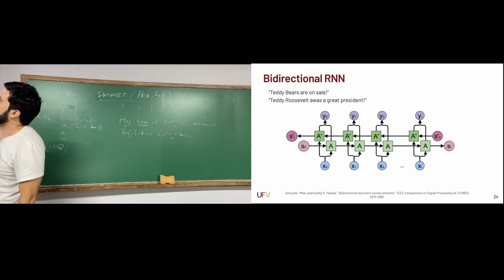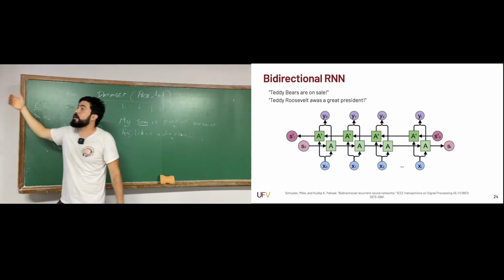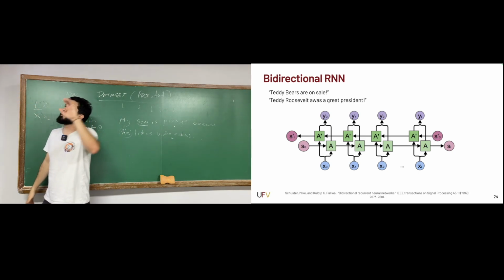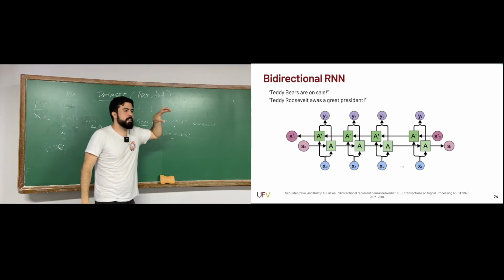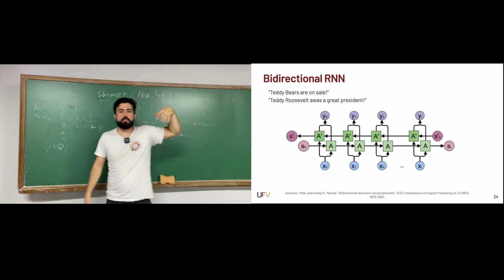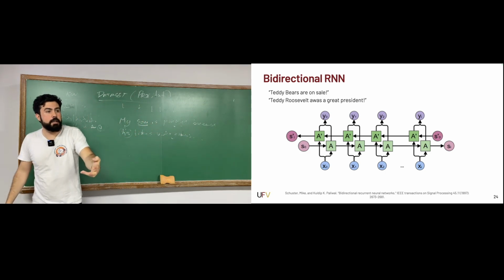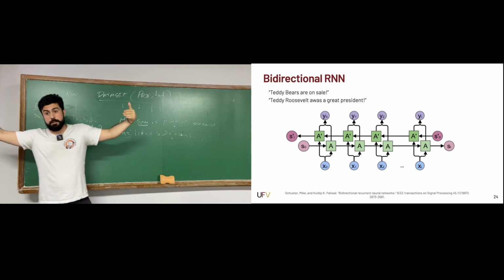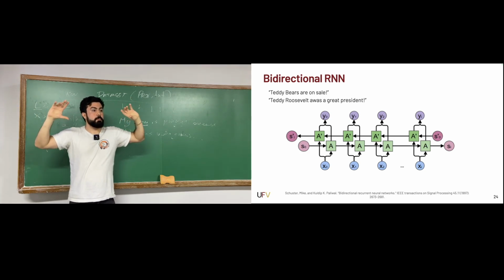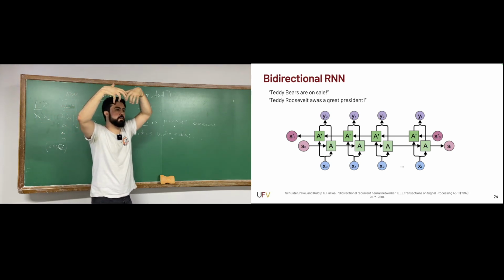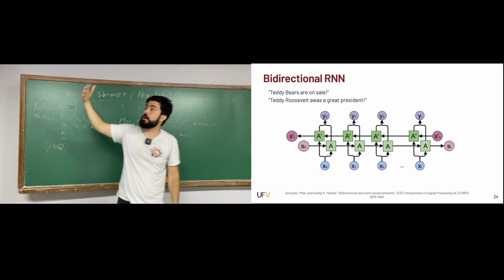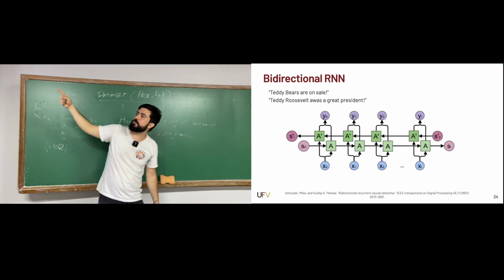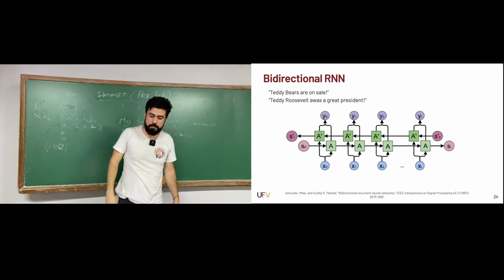look at those 2 sentences, teddy bears are on sale and Teddy Roosevelt was a great president, if you were modeling this sequence from left to right, after looking at the word Teddy, you wouldn't know that this was referring to teddy bears or the president. But if you had another LSTM or any type of RNN flowing from the right to the left, by joining these 2 hidden states, you could now have context from left to right and right to left. You would know, because now you have president at the end in one sentence and sale at the end of the second sentence.